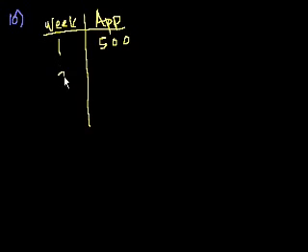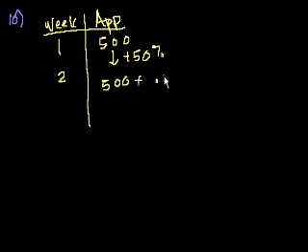I didn't even have to make a table here, right? So it improved 50%. So plus 50%. It's important. It improved 50%. Week 2 isn't 50% of 500. It's 50% more than 500, right? So it's 500 plus 50% of 500. And what's 50% of 500? Well, that's 250, right? So it's 250 plus 500 is 750.